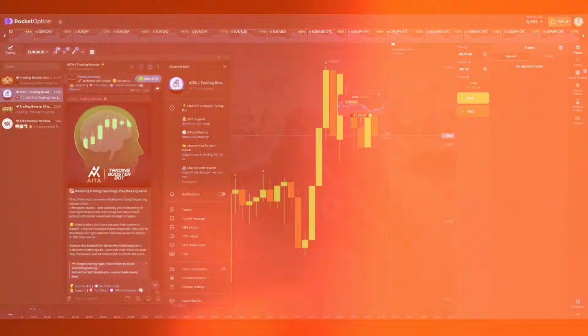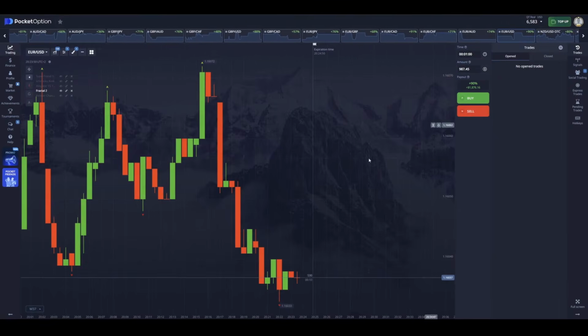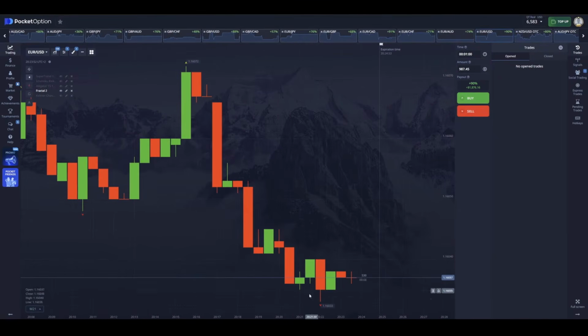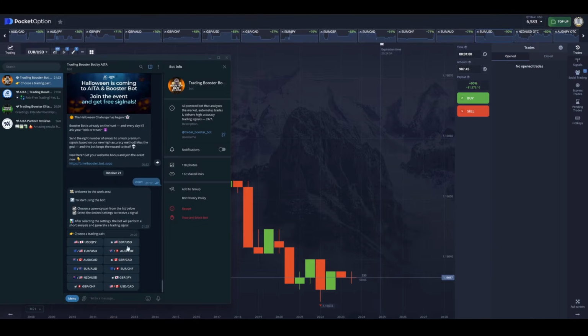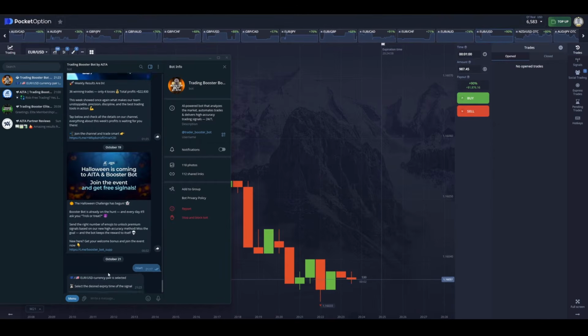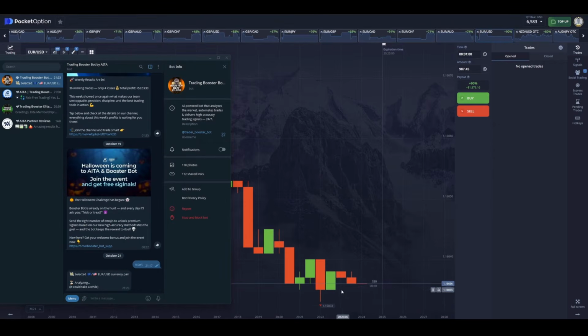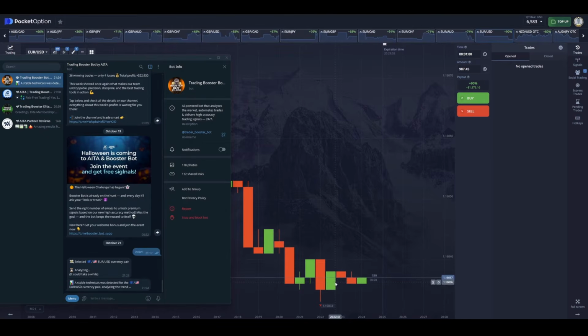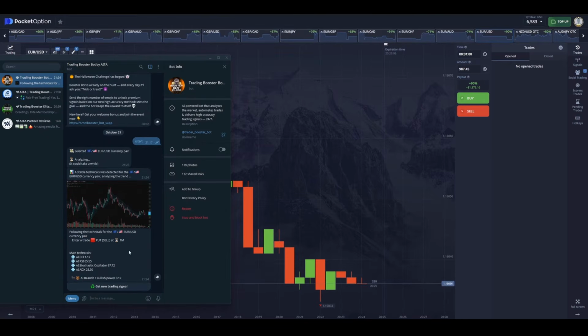Now, let's move on. Here we have the euro to US dollar currency pair, and we can see that our signal, or rather the fractal, is at the very bottom. So let's choose euro to US dollar. The trade duration is 1 minute. If there's a sell signal right now, I'll skip this trade. Yes, we can see that there's a sell signal.